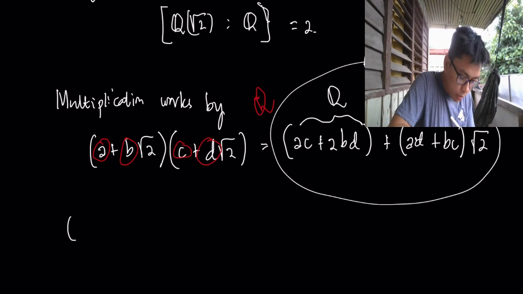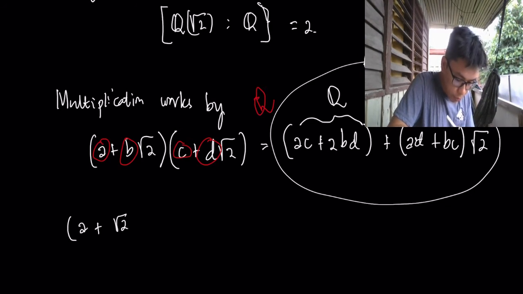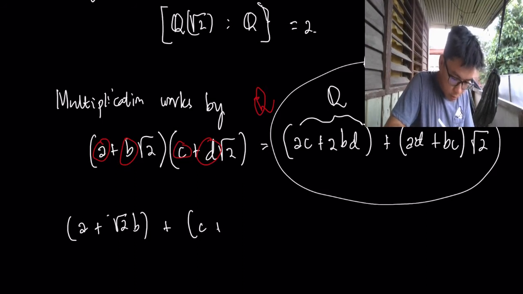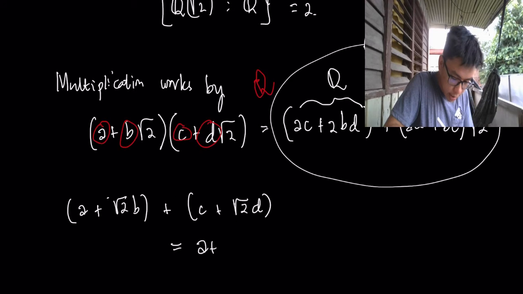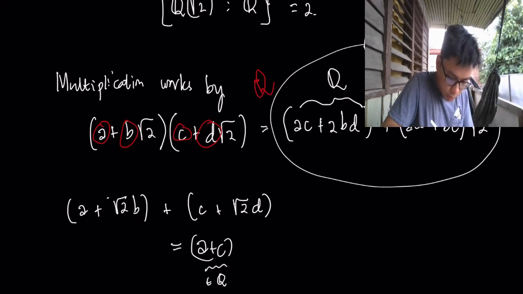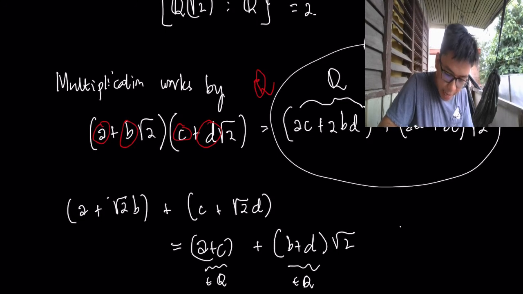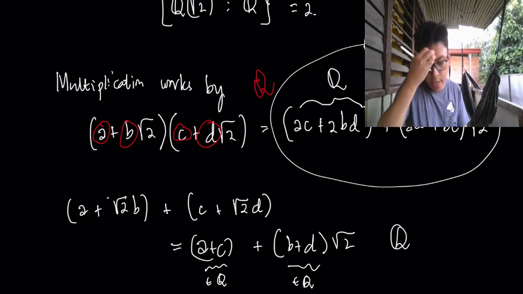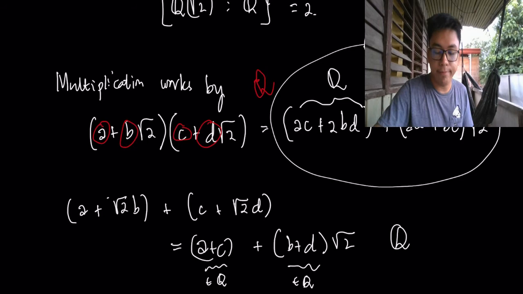How does it look when you add? It's pretty simple. If you add a plus b square root of 2 and c plus d square root of 2, you just add a and c, which is already an element of Q. You also have b plus d times square root of 2, and b plus d is already an element of Q, implying that Q of square root of 2 is also closed under addition.